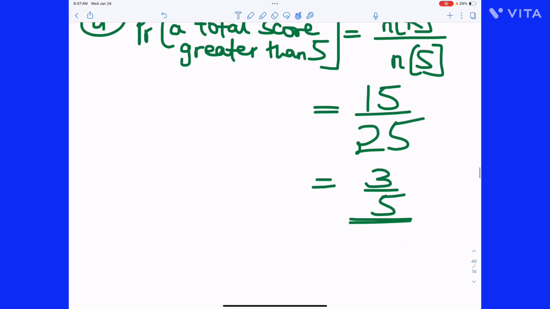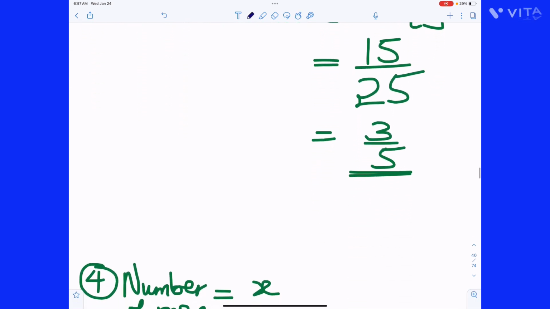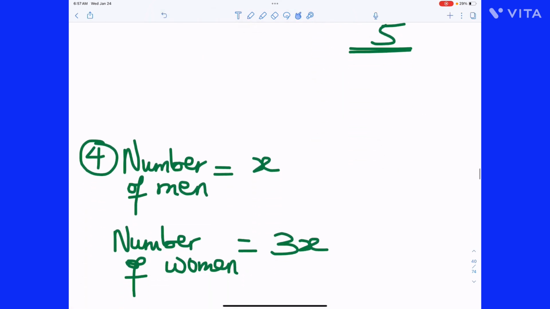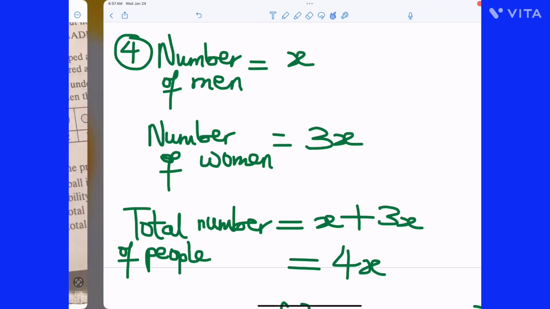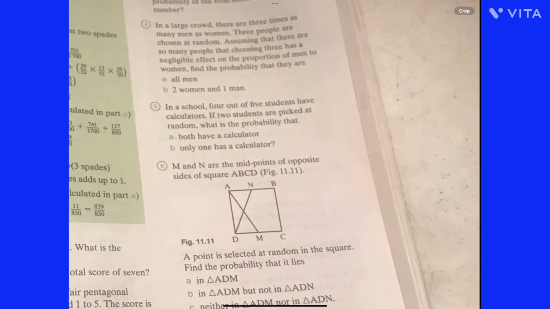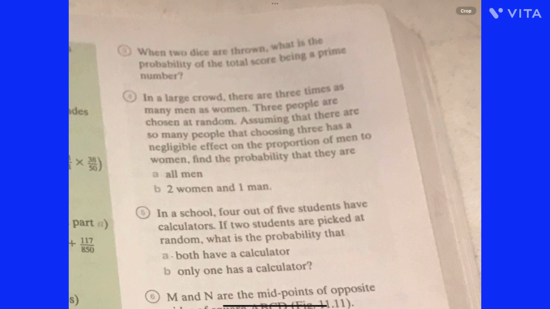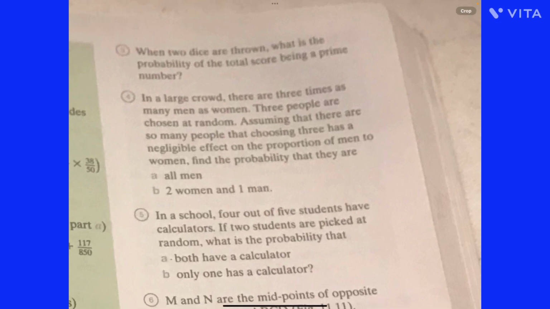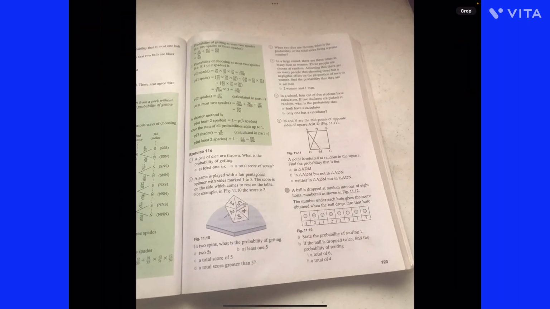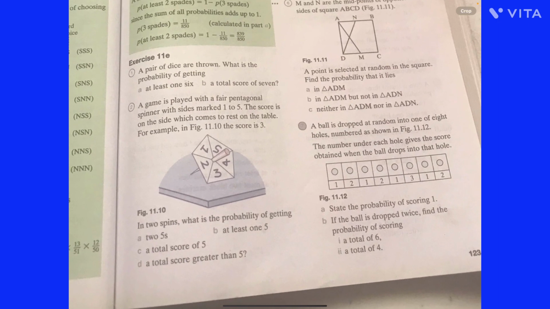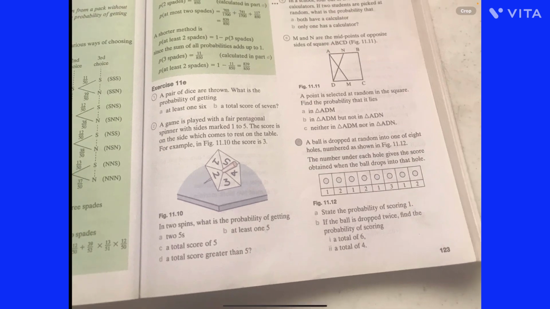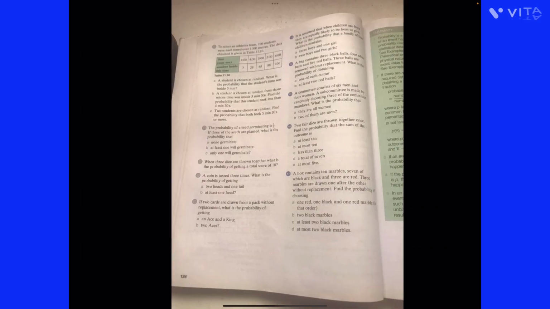You simplify it into the lowest fraction, and you get 3 over 5. That was question 2, not 3. Now the next question says, when 2 dice are thrown, what's the probability of the total score being a prime number? I think there's another question left in number 2. Okay, that was number 2, not 3.